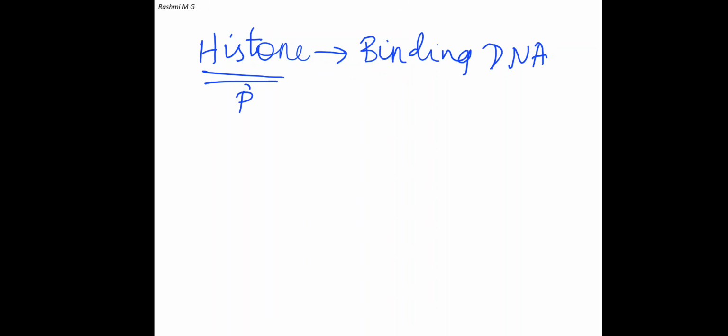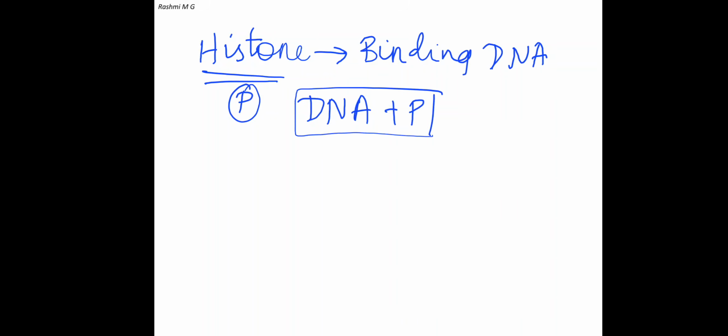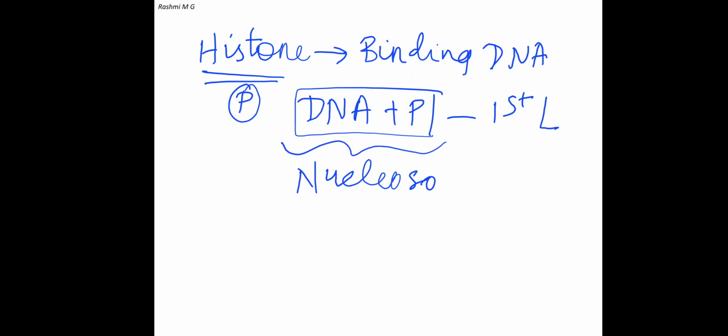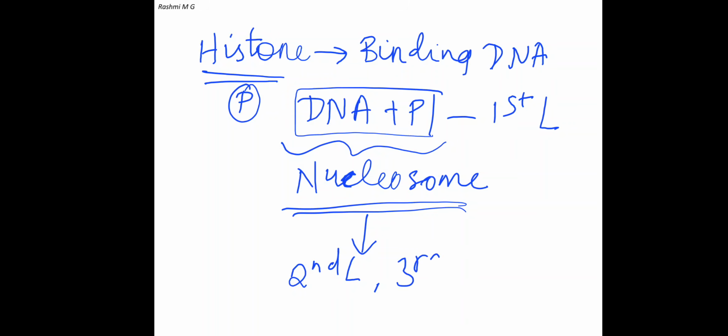Histone is nothing but a protein. So DNA plus protein forms the first level of chromosomal organization. DNA plus histone protein forms a structure called the nucleosome. This nucleosome further helps in chromosomal organization of the second, third and fourth levels.